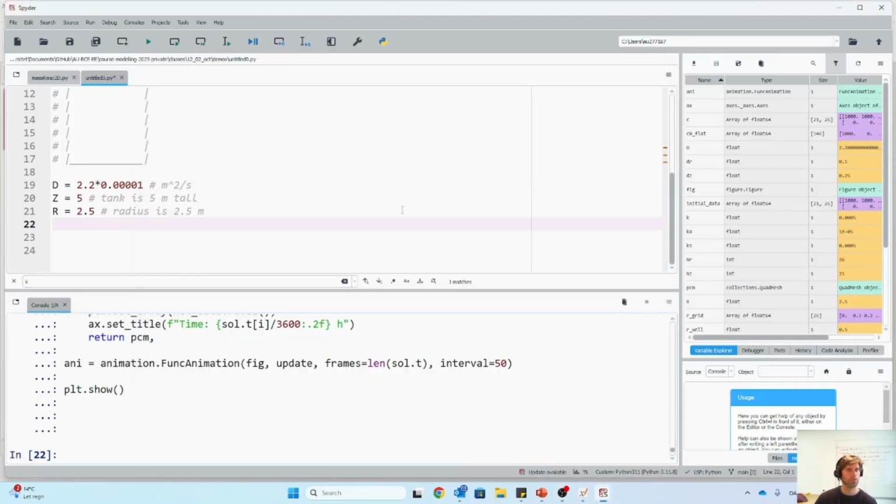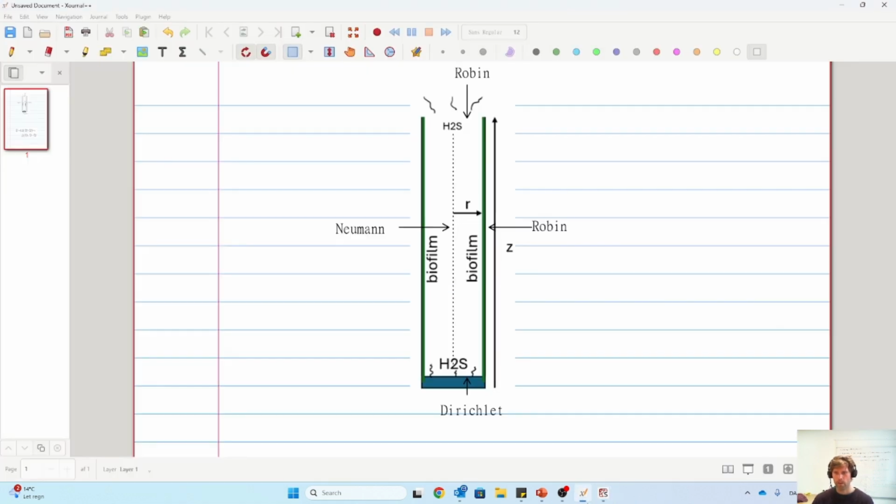In this video, we will develop a 2D model in Python for predicting diffusion and reaction. The basic idea is that we have a well or a tank like this, and in the bottom we have some contaminated water or wastewater that releases hydrogen sulfide. So we always have a constant concentration of hydrogen sulfide in the bottom. This is a Dirichlet boundary condition.